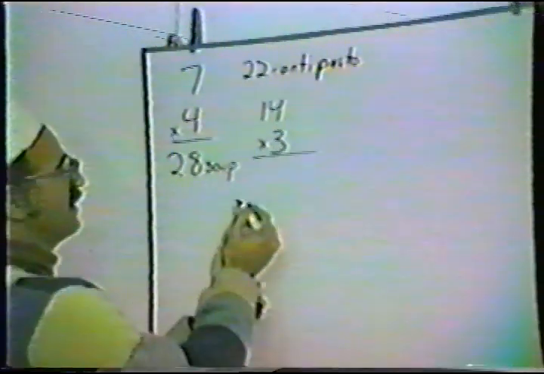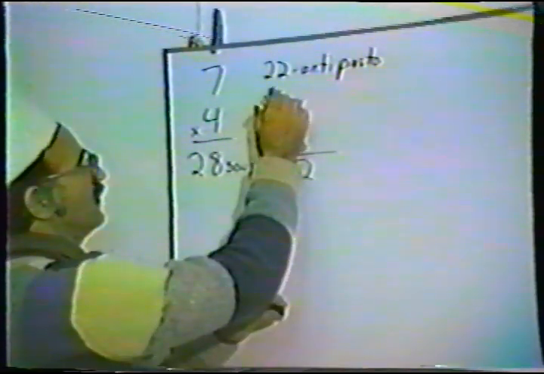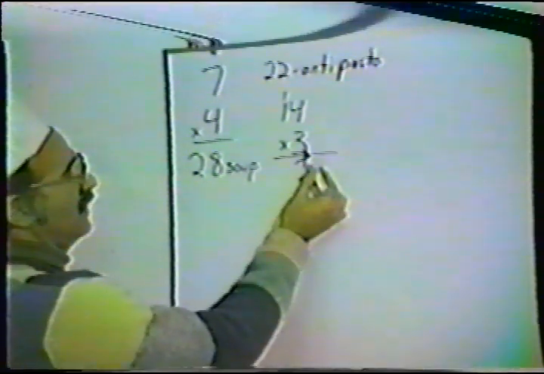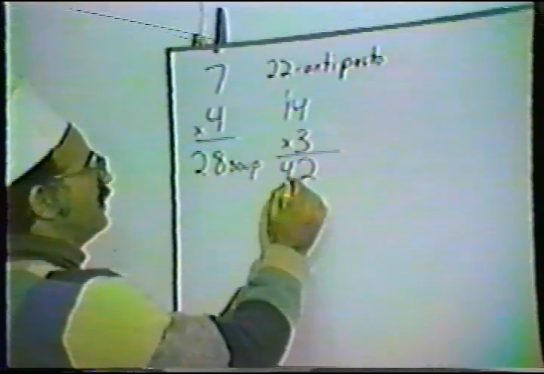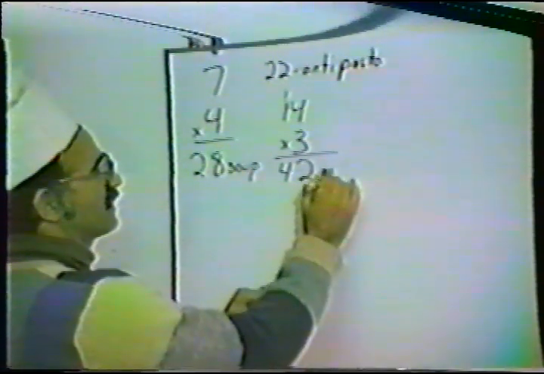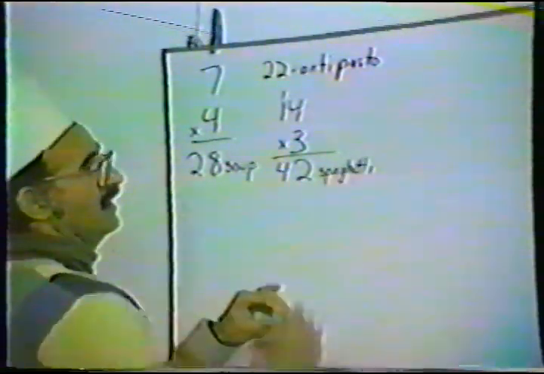Multiply. 4 times 3 is? 12. Put down the 2, carry the 1. 1 times 3 is? 3. Plus the 1 is? 4. 42 monies is the cost of? Spaghetti. We'll just write spaghetti.